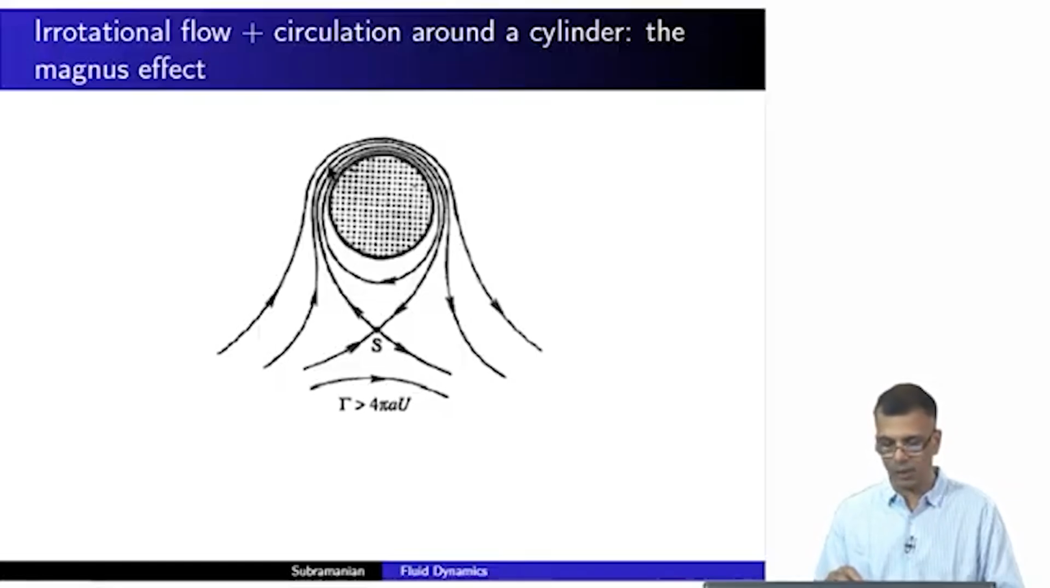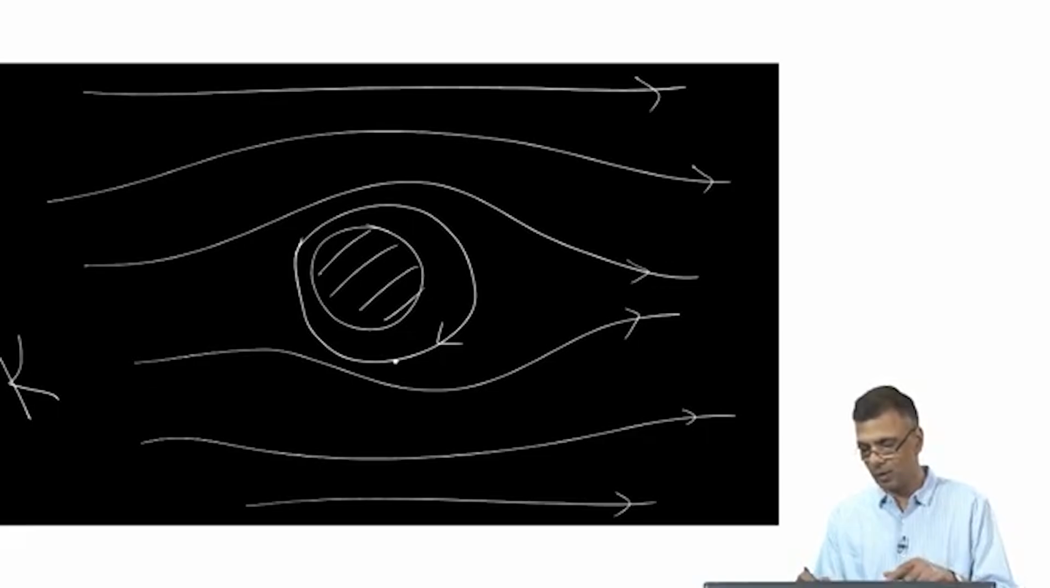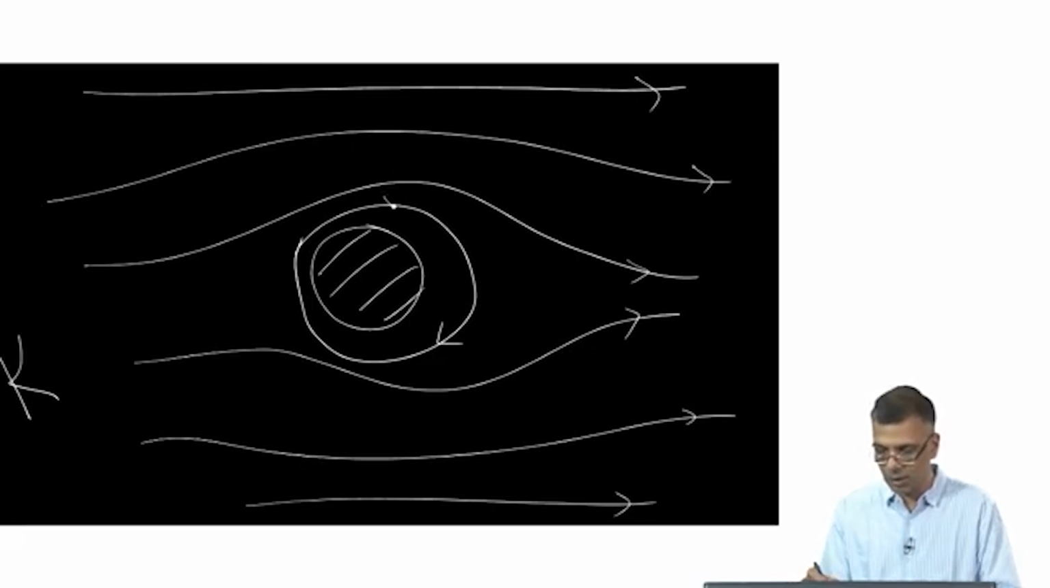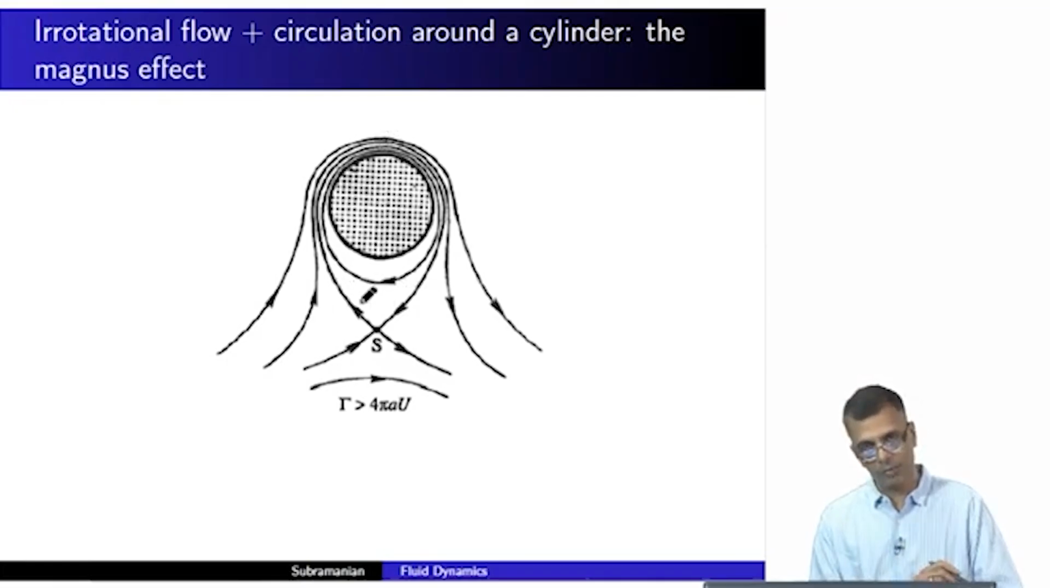In other words, the streamlines, because this circulation adds here and subtracts here. You see, down here, this streamline is opposite to the direction of this streamline, whereas up here the streamline is in the same direction as this streamline, right? So it adds up here and subtracts down here. So as a consequence, the streamlines now start looking like this, where they are more densely packed at the top and sparsely at the bottom.